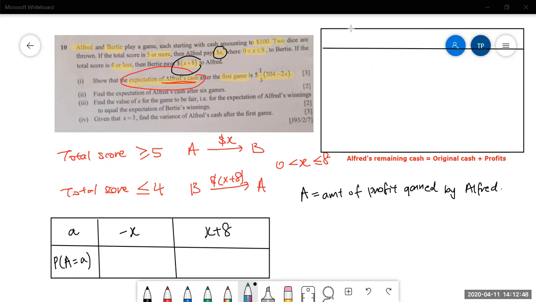So how do you label the dice? D1, D2? Oh, you can label it as D1, D2, it doesn't matter. But basically the whole point was to have this table, because we want to know the probability of getting each number.